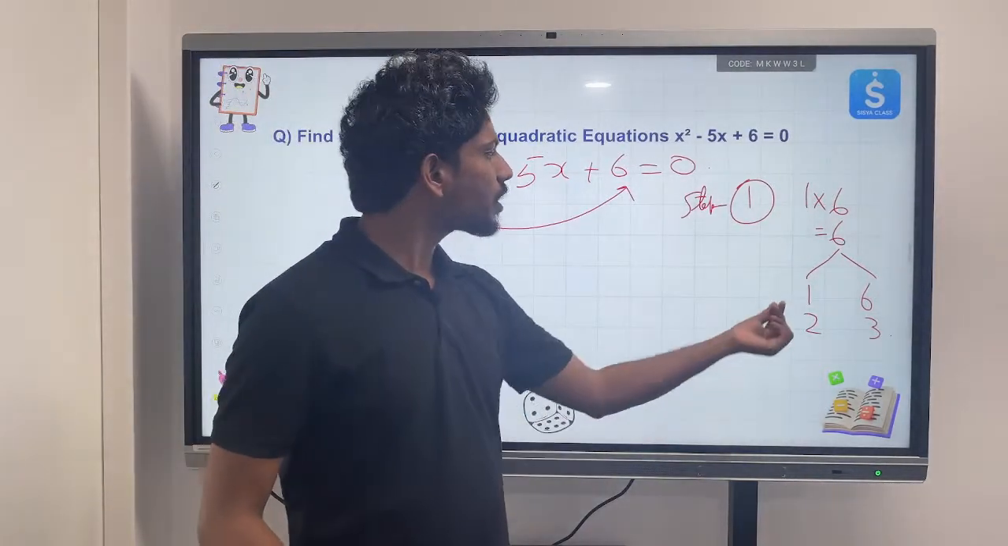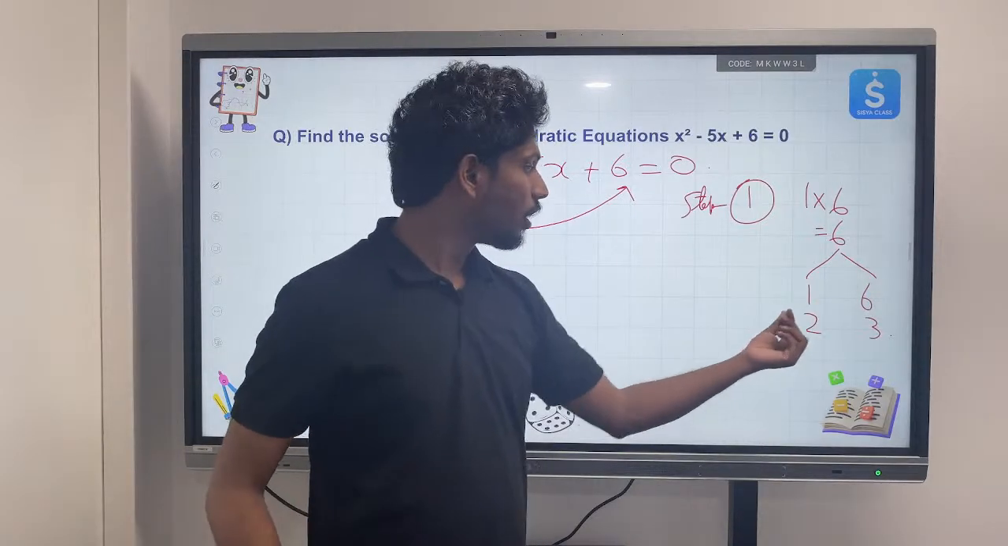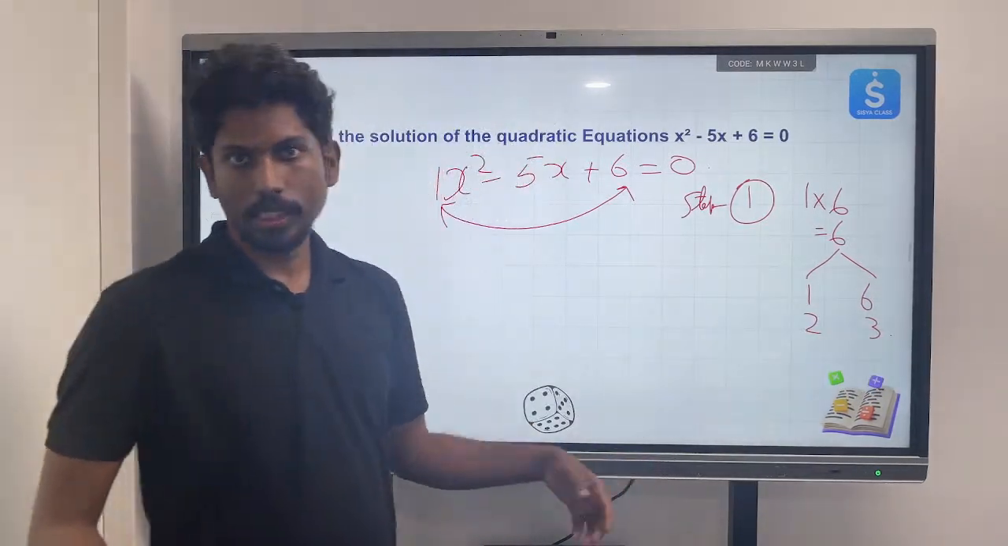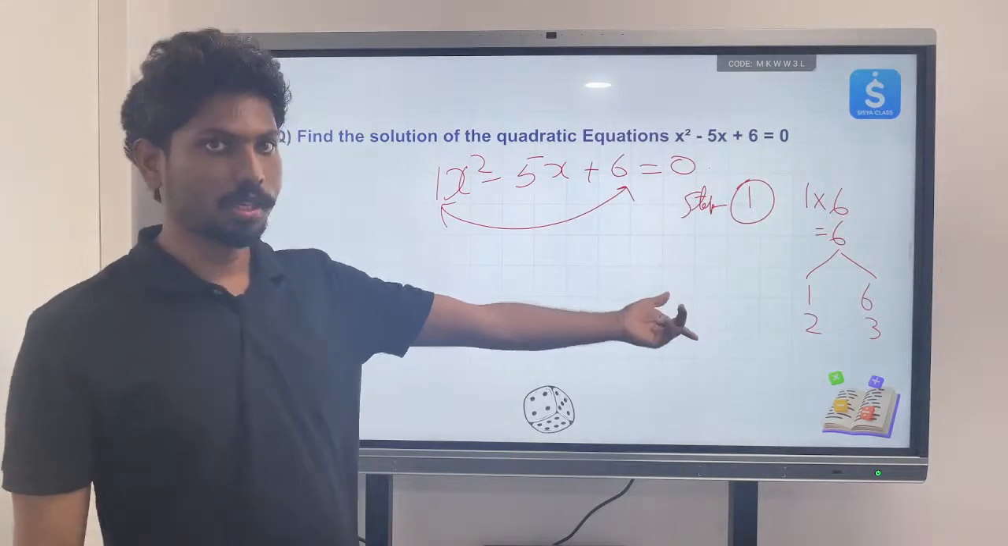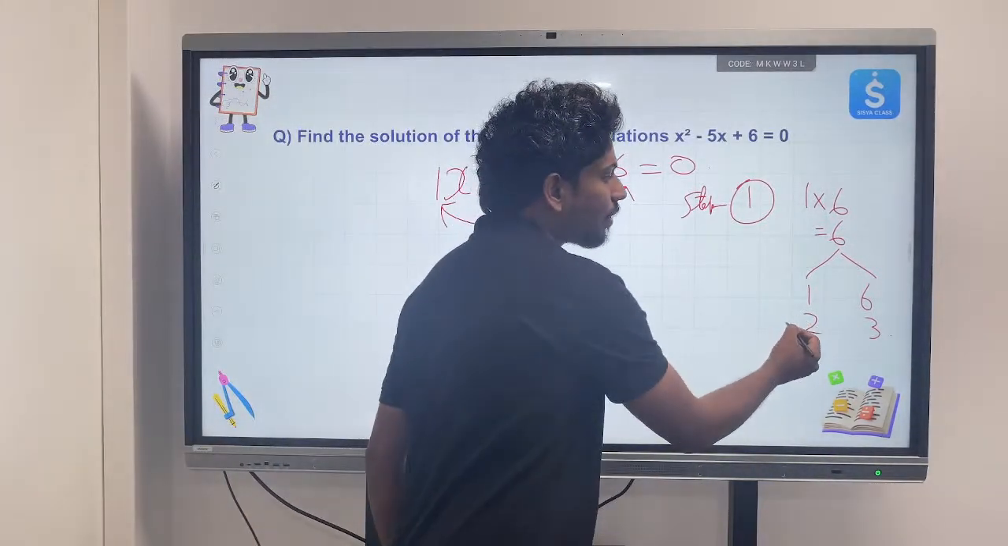But if you see here, what is 1 plus 6? 7. 2 plus 3? 5. Is there any way that we can get minus 5? According to these numbers, no. But there is another way that we can get minus 5.